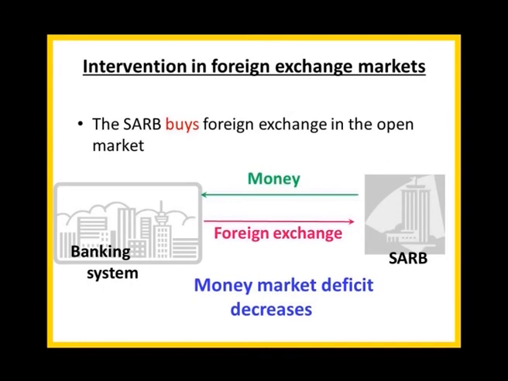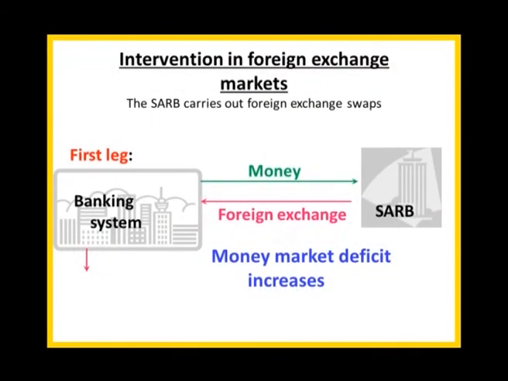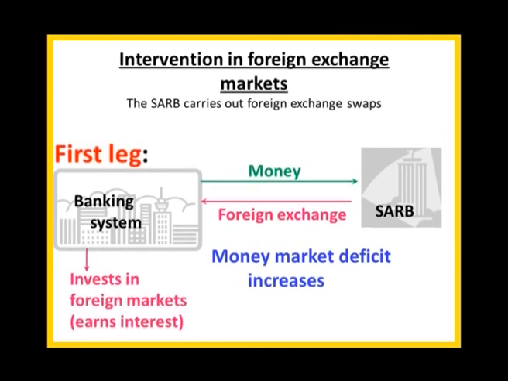But usually the Reserve Bank will not want to decrease the amount of foreign exchange they have available. So usually when they want to sell foreign exchange, they will use foreign exchange swaps. Now in this case, in the first leg, the Reserve Bank will sell the foreign exchange to the banking system and the money market deficit will increase, just as previously. The banking system can, while the foreign exchange belongs to them, use those funds to invest in the foreign markets and earn interest. They can do with it whatever they want.